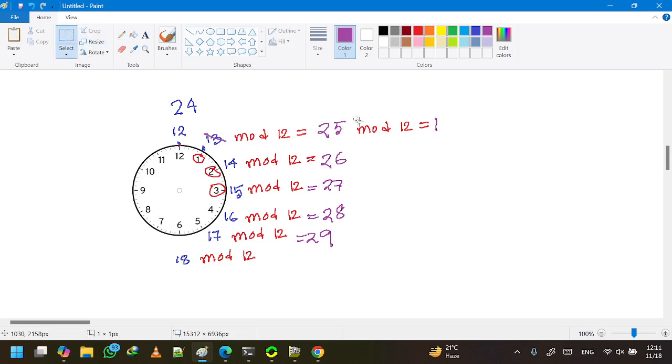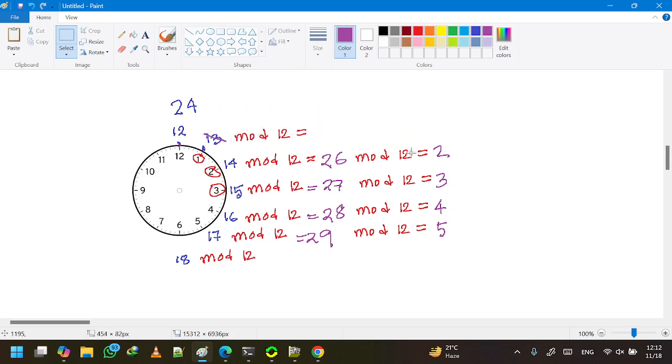Similarly, if we do the mod 12 operation for all other values, we see that the original values will come back. So 26 mod 12 is 2, 27 mod 12 is 3, 28 mod 12 is 4, and 29 mod 12 is 5. So we see that different values of the same thing are producing the same value. So for the sake of simplicity, let us forget some of the values and keep this only.